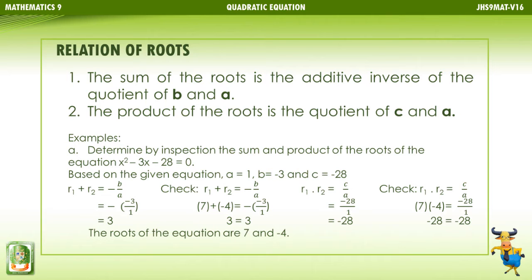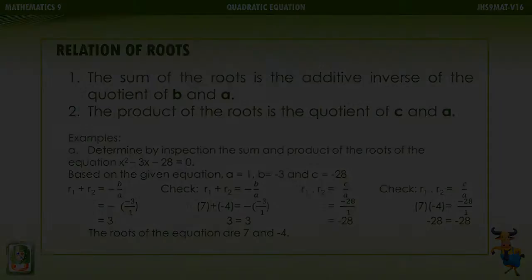7 plus -4 equals negative times -3 over 1. R1 times R2 equals c over a, equals -28 over 1, equals -28. Check. R1 times R2 equals c over a. 7 times -4 equals -28 over 1. -28 equals -28. The roots of the equation are 7 and -4.